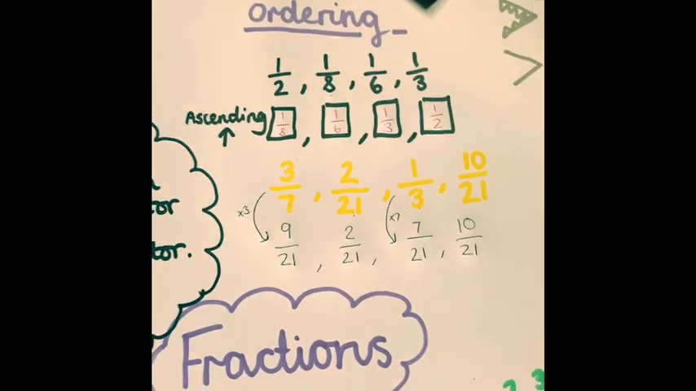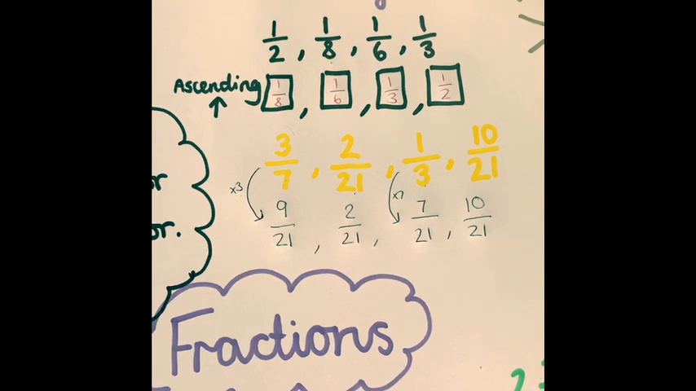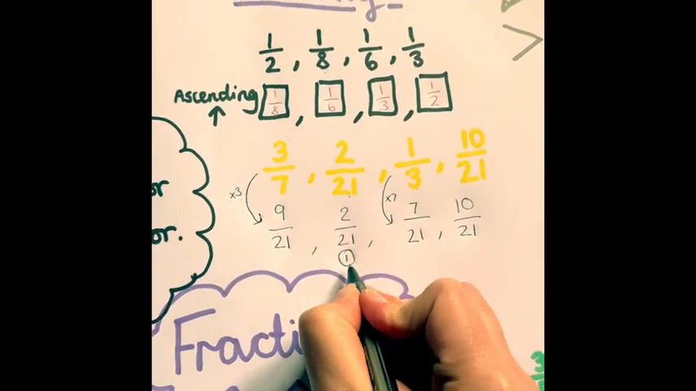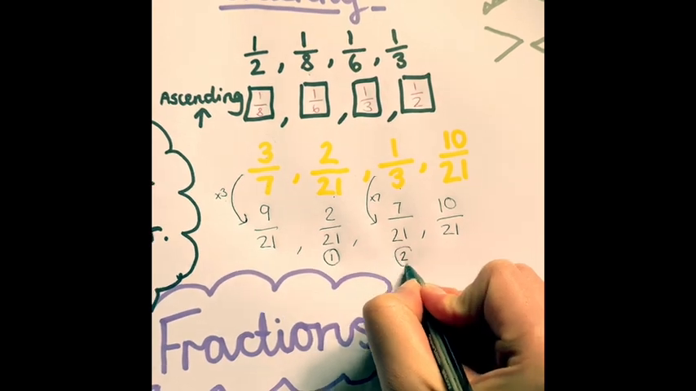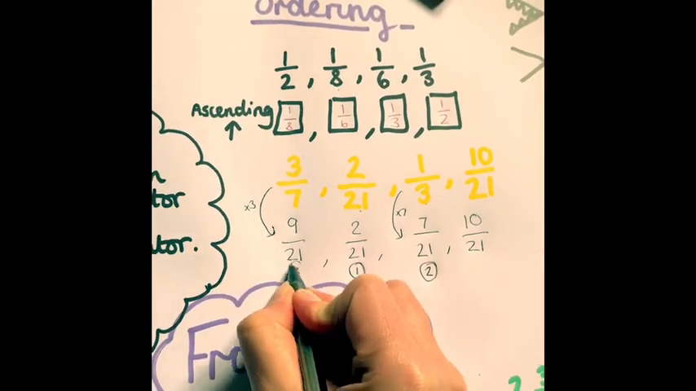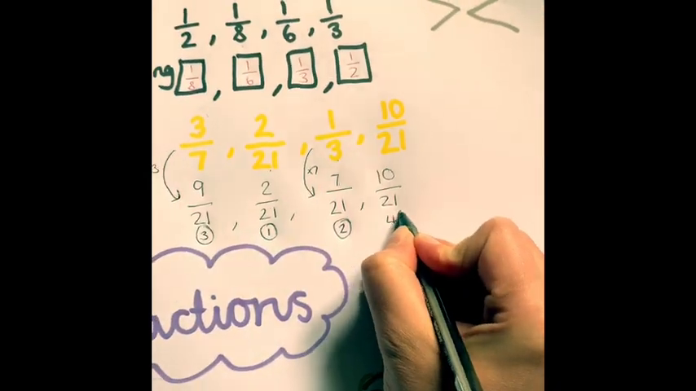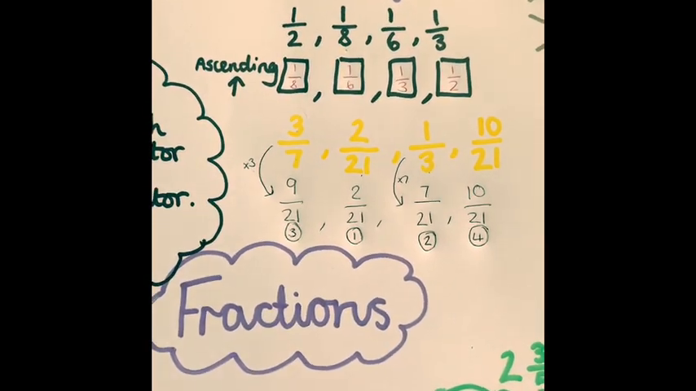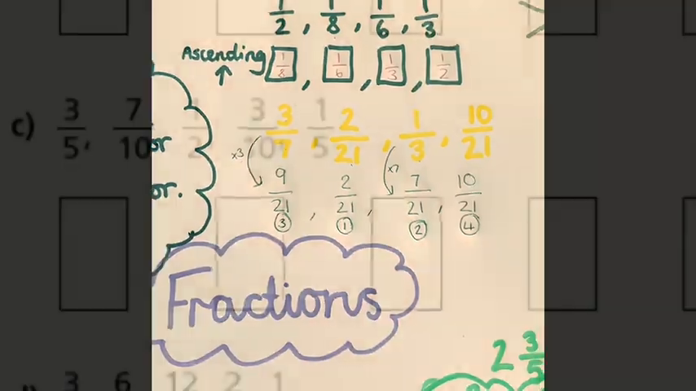If I was doing this in ascending order, I would go with the smallest one first, which is this one. So that's going to be my number 1, followed by this one. That's going to be my number 2, my number 3, and then my biggest one at number 4. So let's have a look at a question off your sheets to see if we can do that work now.